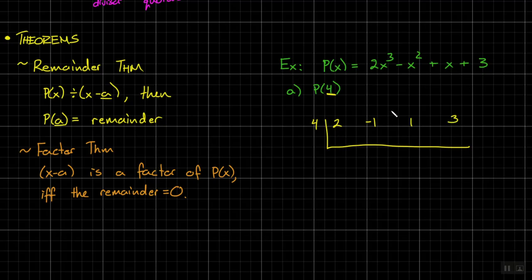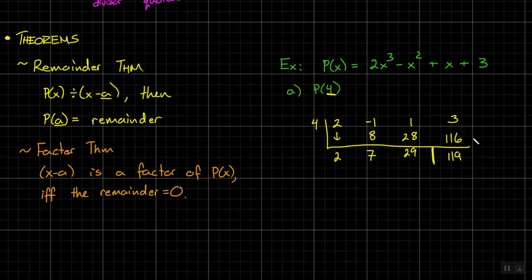Okay, looking at this. This one's value depends on the person, but let's just try and see what shakes out. 2 drop straight down. Now what? 4 times 2 is 8. These add to be a 7. Now what? 4 times 7 this time is 28. That adds to a 29, and that's kind of gross, but we'll deal with it. 4 times 29, I think, is 116. And these add up to 119. Now, this is my remainder, right?